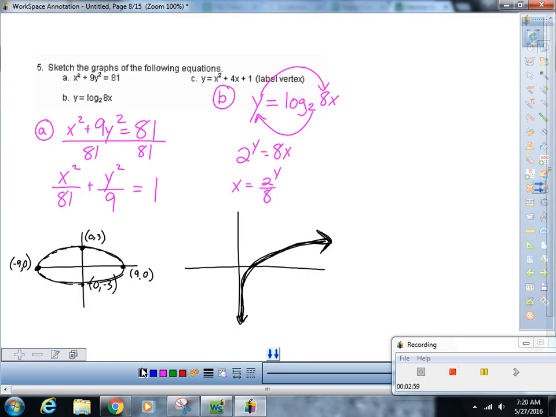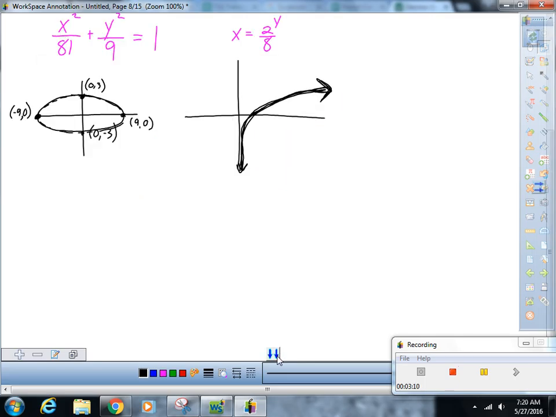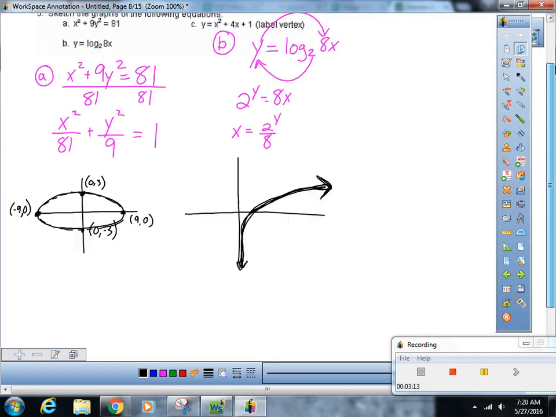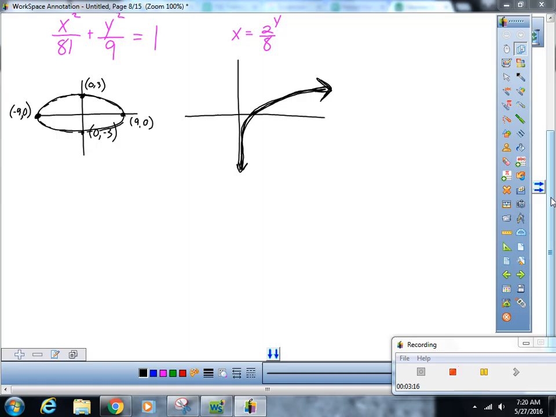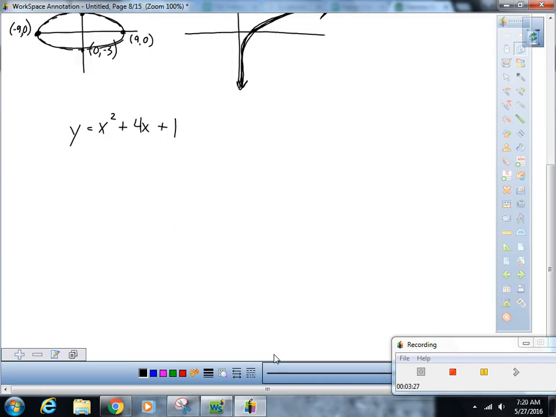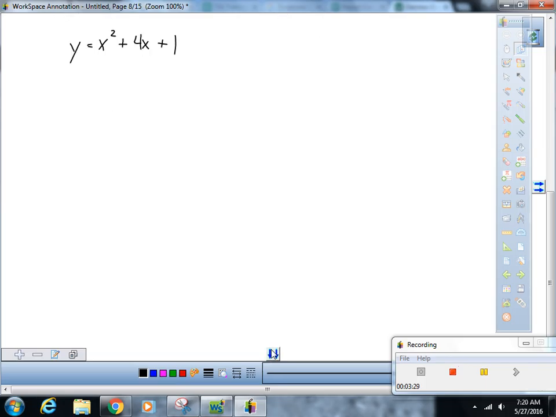Okay, so for C, I think I'm going to go down here. This is just a standard parabola graph. Y equals x squared plus 4x plus 1. It tells us to label the vertex. Well, that's a parabola. It's facing upwards because that's positive right there.